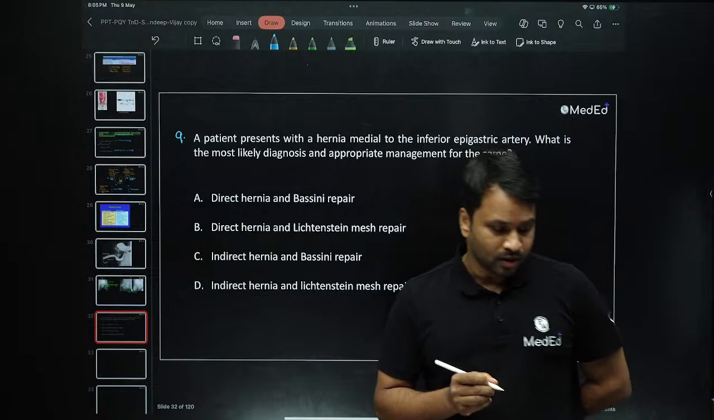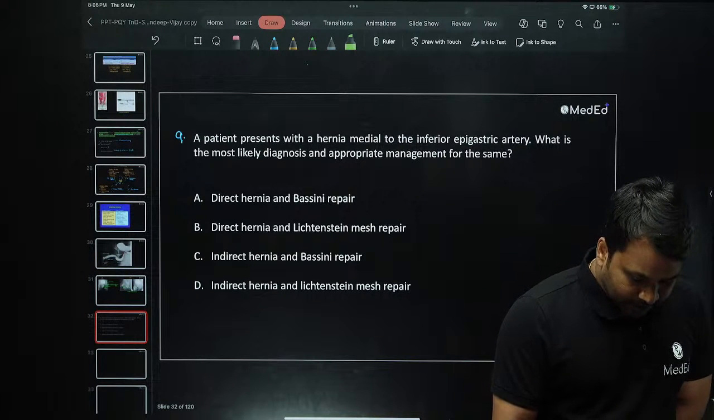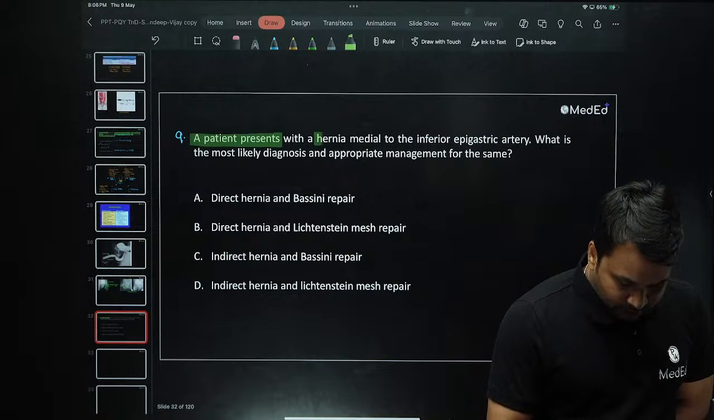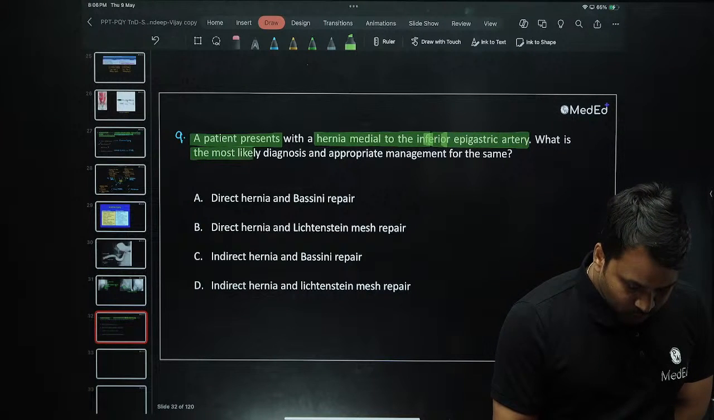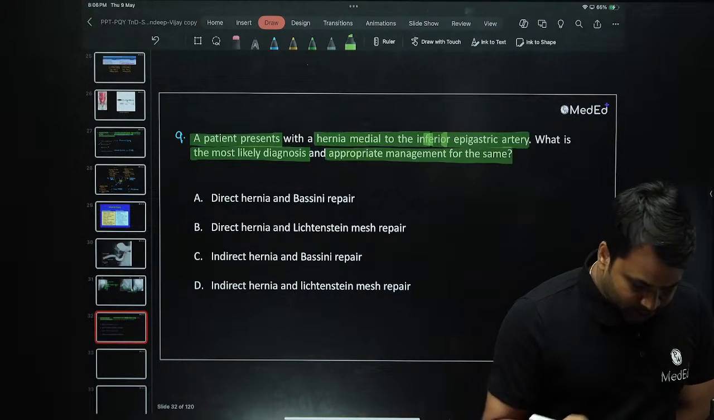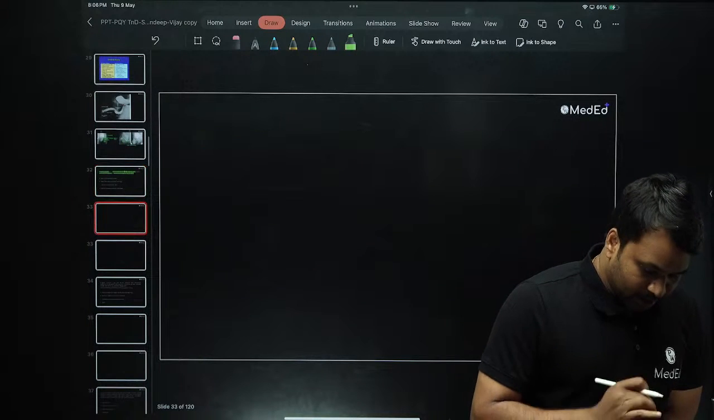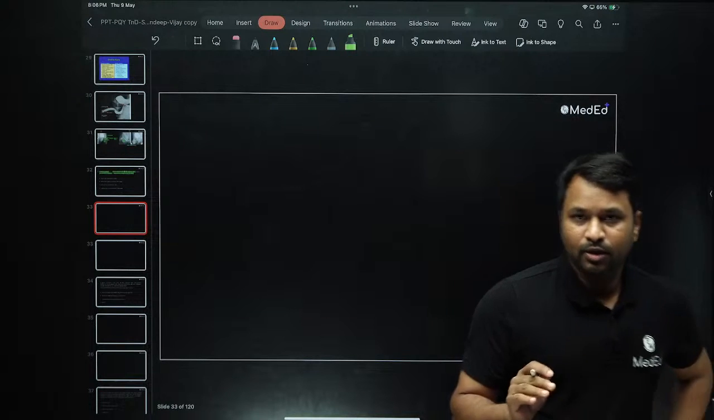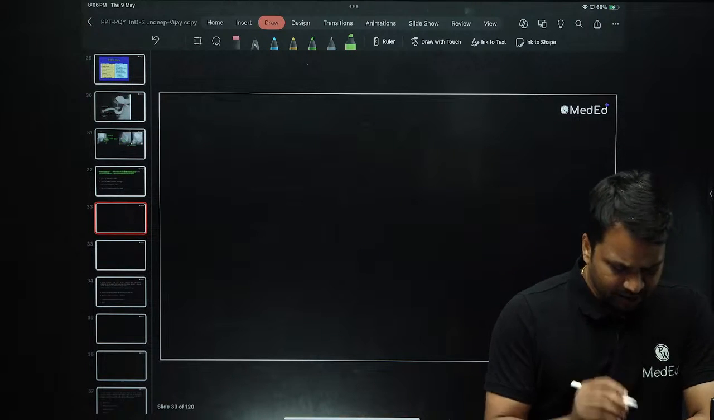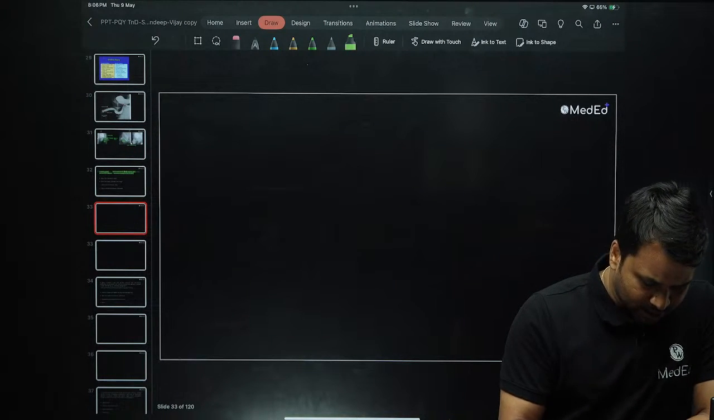Right? Now, in question number 9, I have a patient who presents with a hernia medial to the inferior epigastric artery. What is the most likely diagnosis and the appropriate management for the same? Now, how do you differentiate direct and indirect inguinal hernia? That has been a very, very repeatedly asked question. So let's understand it this way.